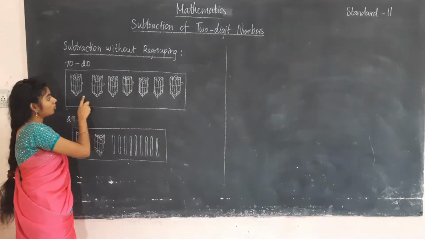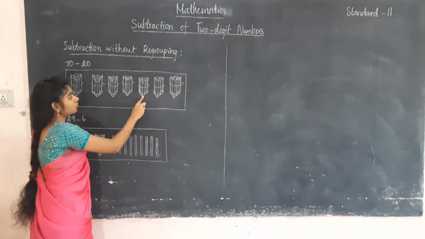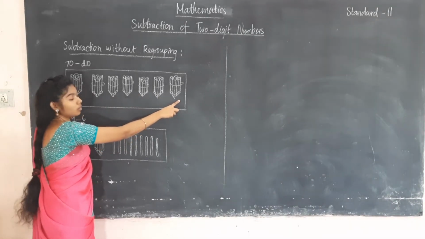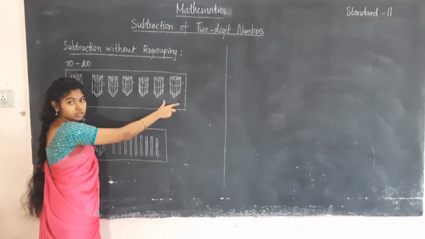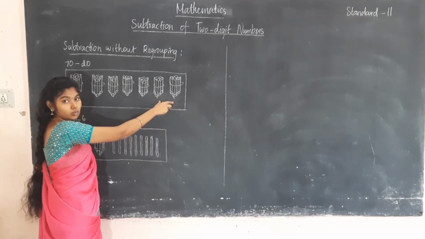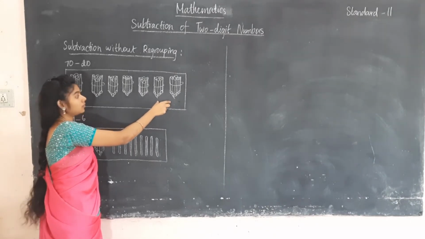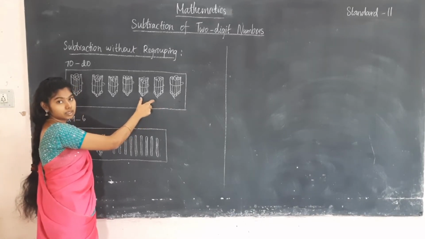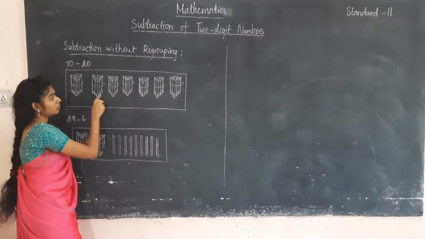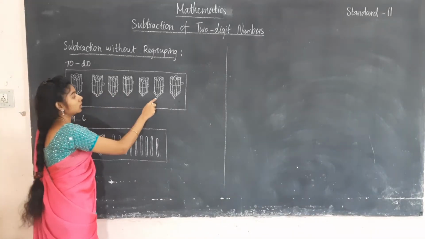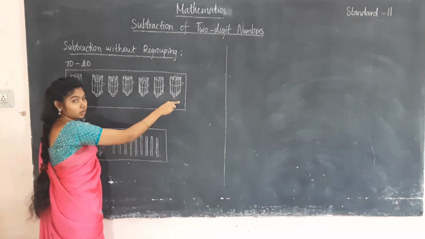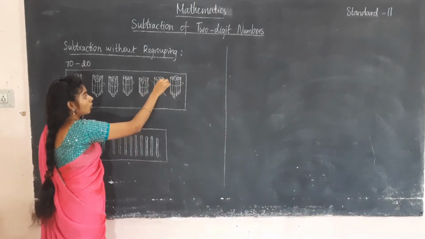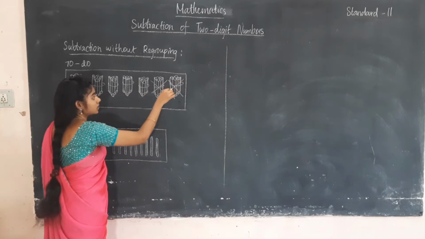So count, how many? 1, 2, 3, 4, 5, 6, 7. Here 7 bundles, so totally 70. And now we are going to subtract 20. Why are we going to subtract 20? Because 20 was given to the rhino. After subtracting only, we will get the remaining that the elephant has. The 20 is 2 bundles, so we are going to cancel 2 of the bundles given here.